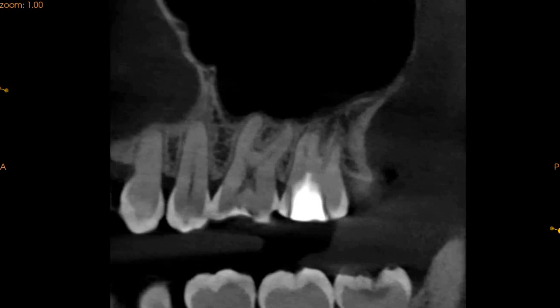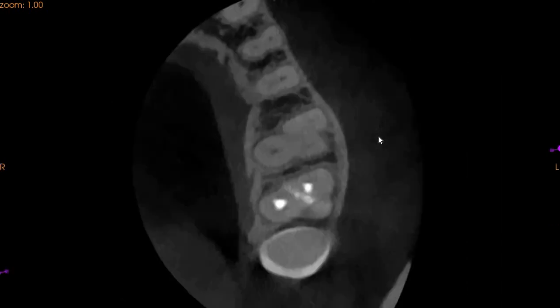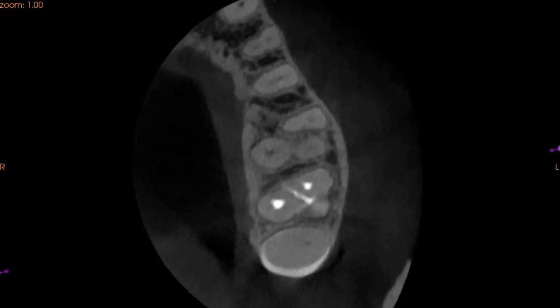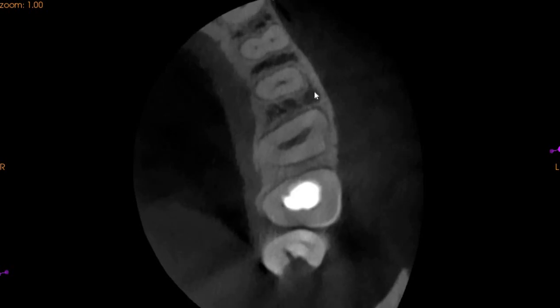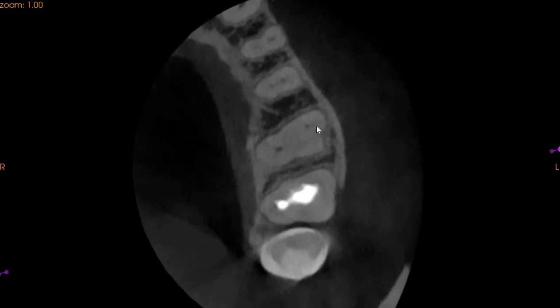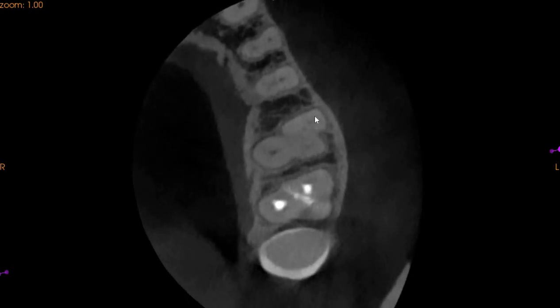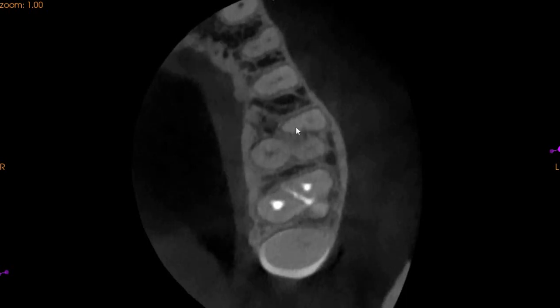Moving to the canal configuration, this is the axial view. On the axial view, we can clearly see that we've got a relatively interesting canal configuration. This is the pulp chamber. As we move further down, we've got three roots. The mesiobuccal root has MB1 clearly visible and a faint shadow of MB2, which can only be seen at 75 micrometers right there.